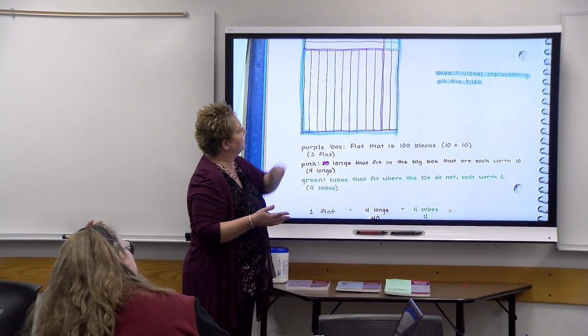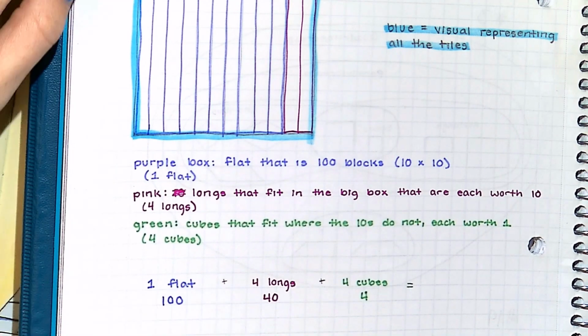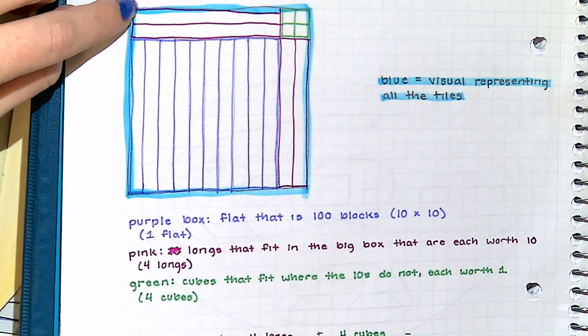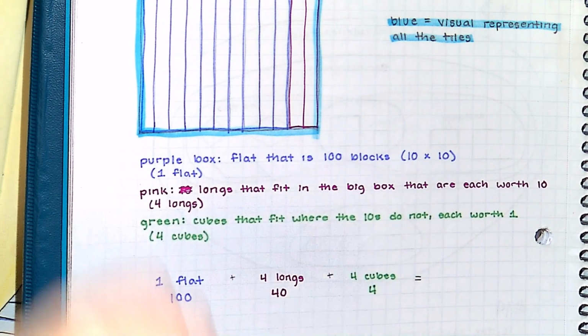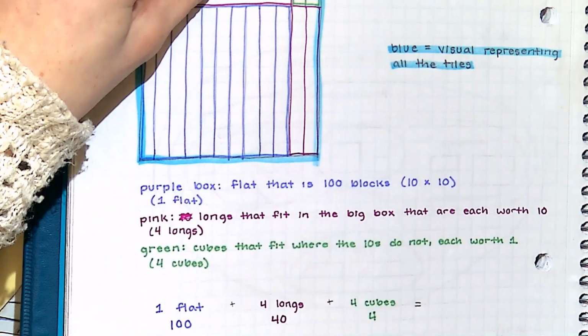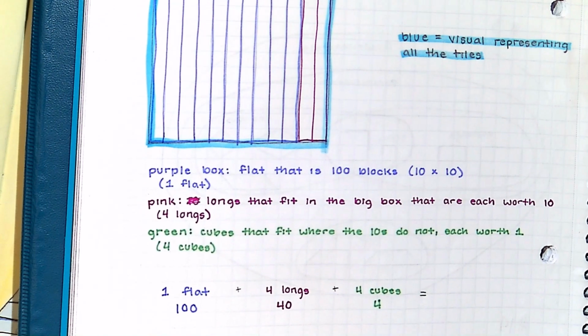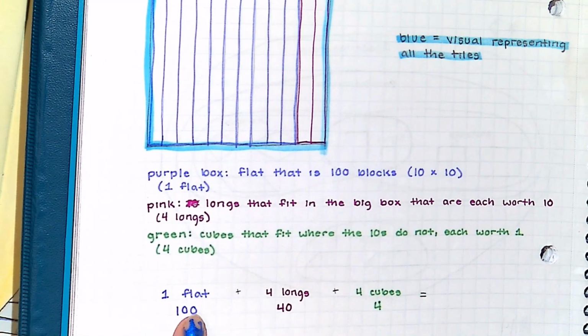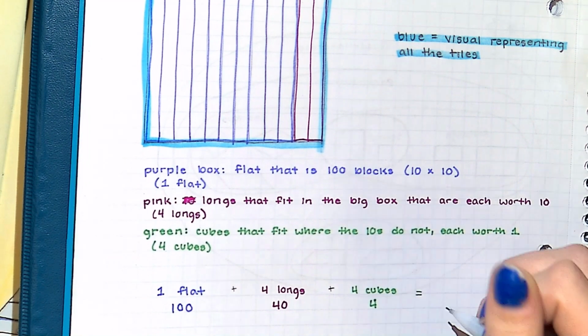Did you start with 100? Yeah, so I started with 100. So I saw there was 1 flat in there, which is 100, and then there were 1, 2, 3, 4 longs. And 4 longs, each one is worth 10. So 4 would be 40. Okay. And then at the end here, we had the 4 green cubes, which I added up there. Wow. So you had 100 plus 40 plus 4 equals 144.